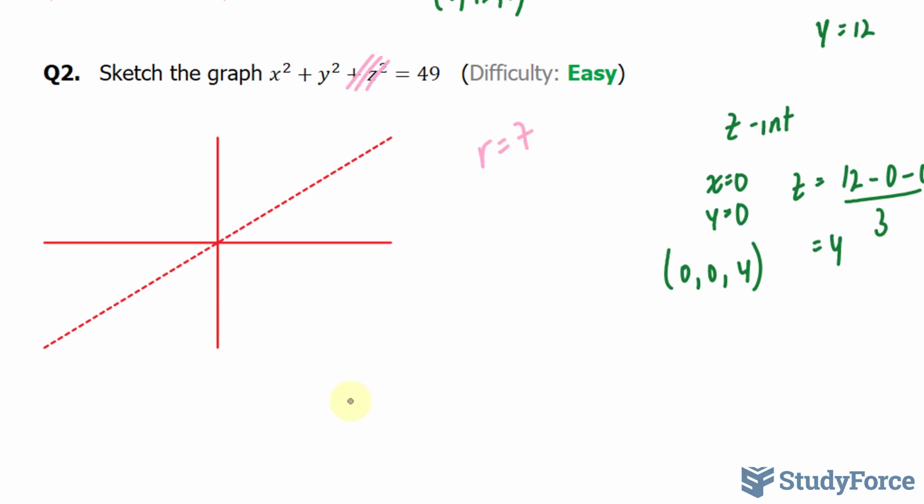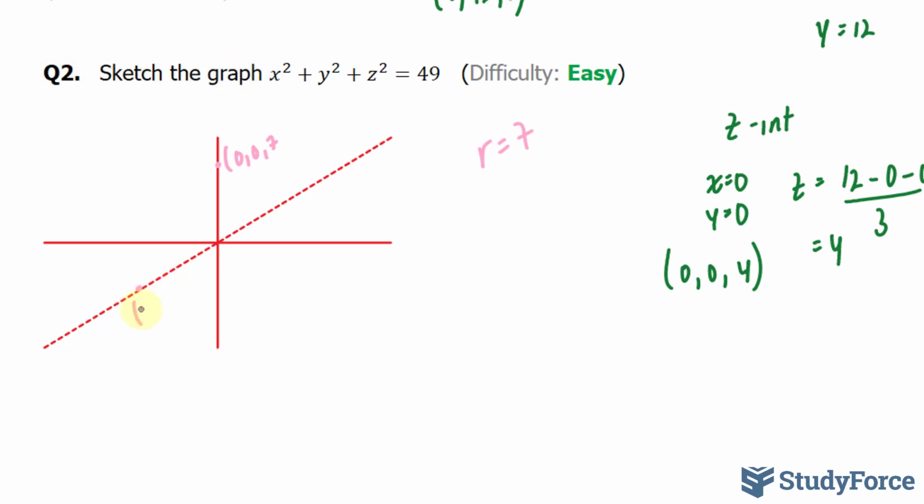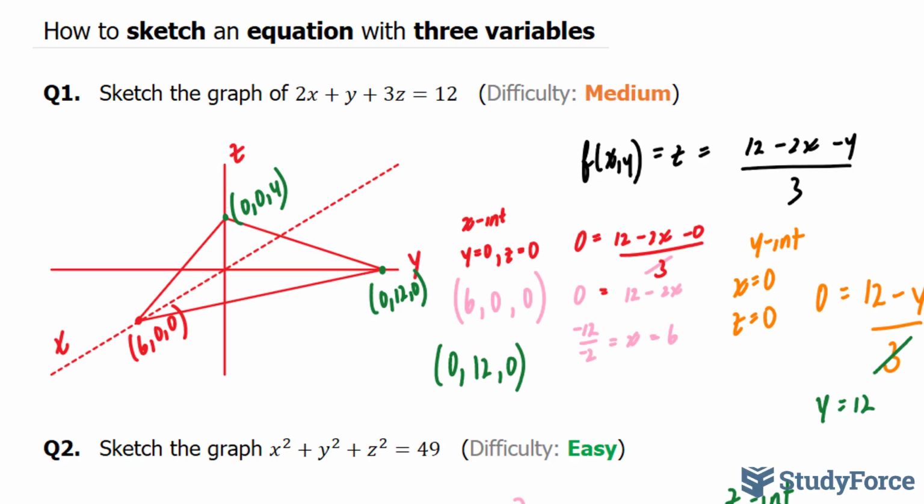But now we have z to the power of 2. The z to the power of 2 suggests that instead of being a circle in 2D, it's actually a sphere with the radius of 7. So I'll have a point right here at 0, 0, and 7. A point right here at 7, 0, and 0. And of course, a point right here at 0, 7, and 0. And similarly, I would have one that's equidistant here, one that's equidistant here, and here, giving me a sphere. And this is the best I can do to show that it's spherical. And there you have it. Two examples on how to sketch an equation with three variables.